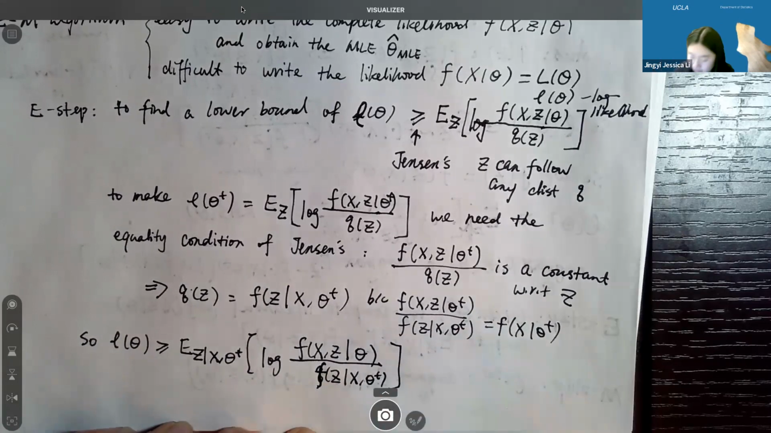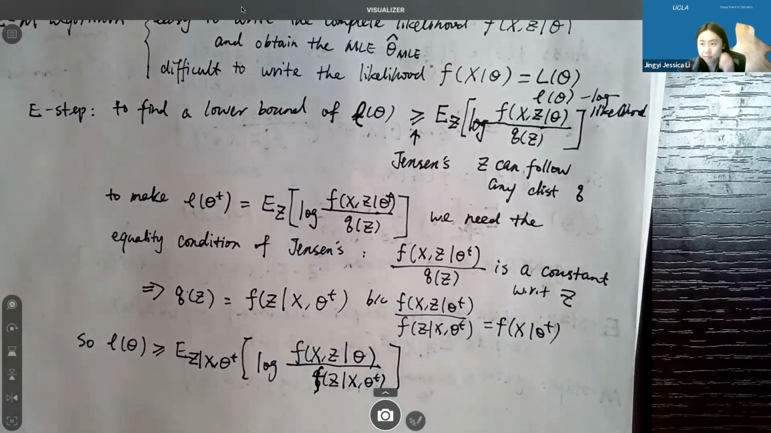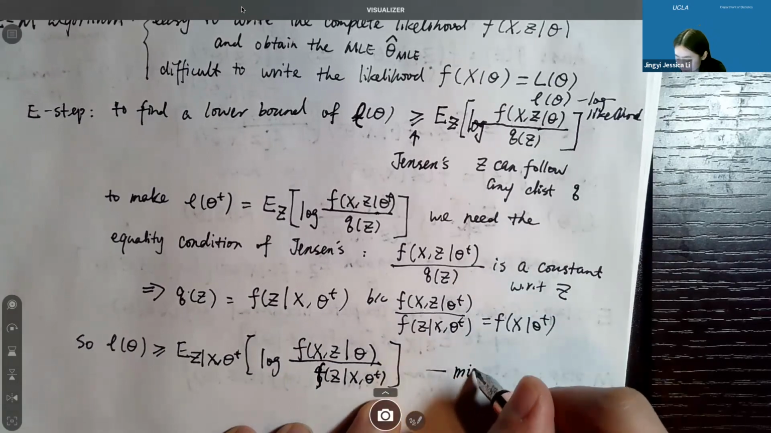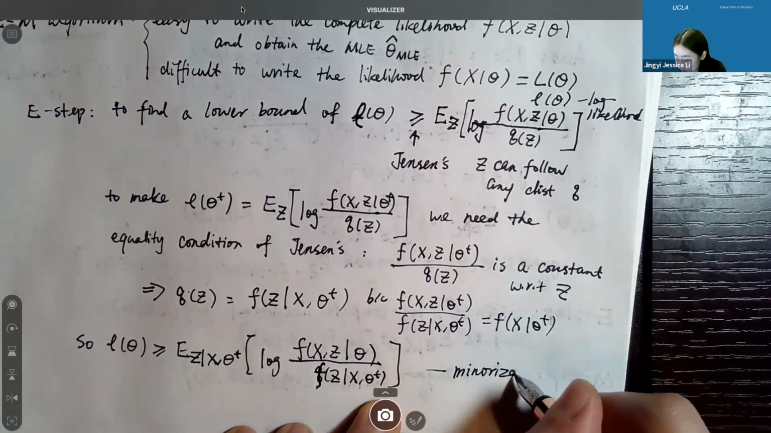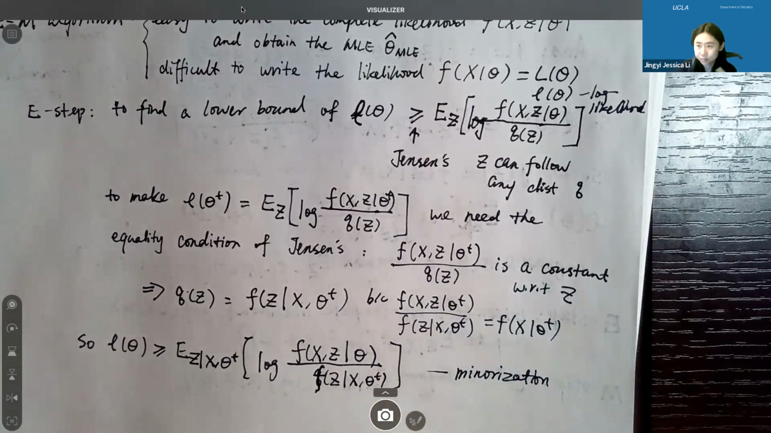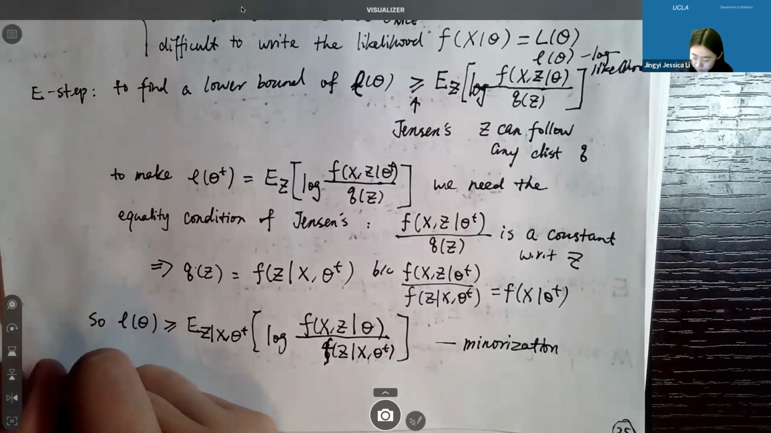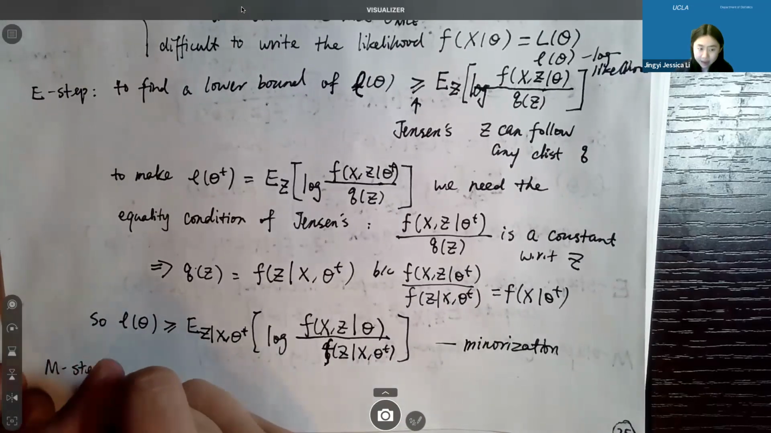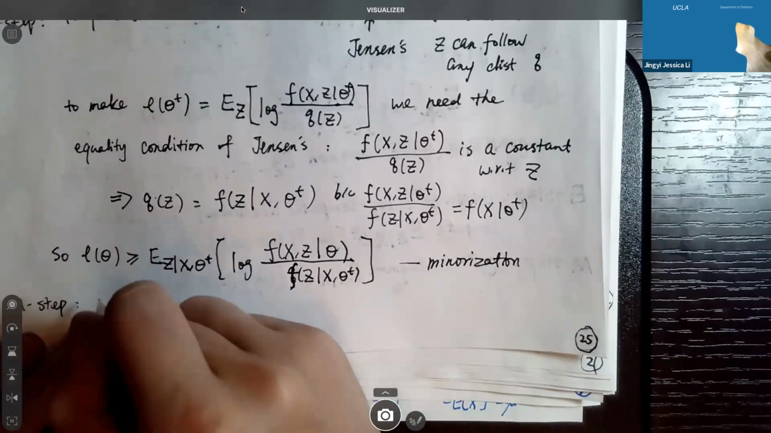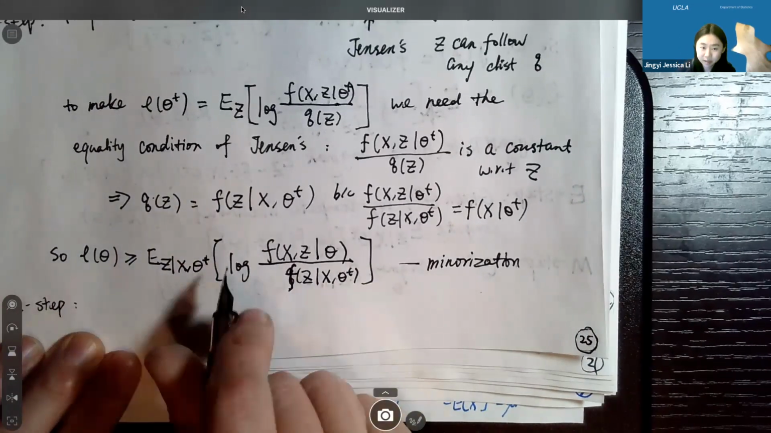Okay, that's the E step. So we basically find this minorization lower bound for the MM algorithm, right? This is a special case of the minorization lower bound in the MM algorithm. Then we maximize this lower bound. So in the M step, our goal is to find the theta to maximize this lower bound.